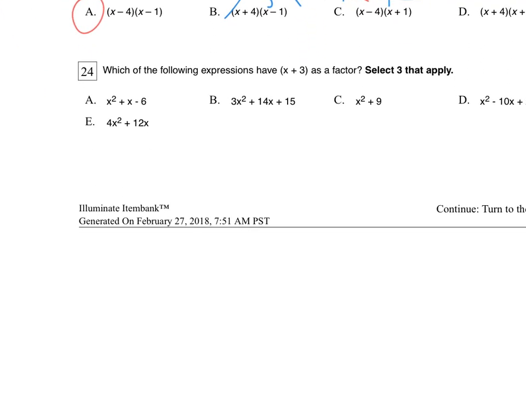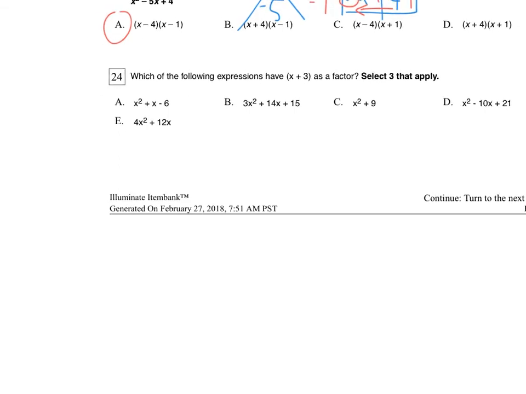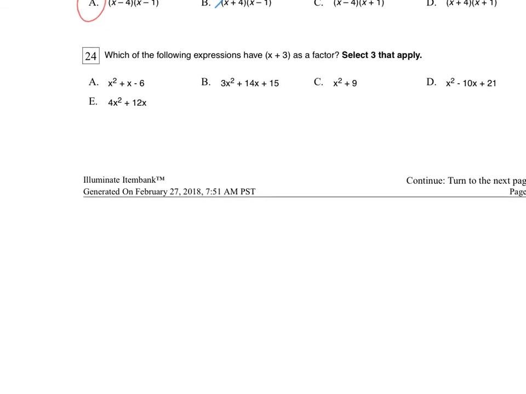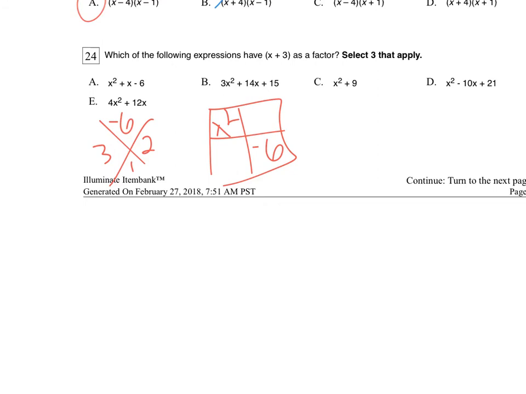24, which of the following expressions has x plus 3 as a factor? So when you go through and factor these, I can go fairly quick here. So A, I get negative 6 and 1. That gives me 3 and 2. We do our box. We get x squared, negative 6, we get 3x and negative 2. Factor out, we get 3 and x. So there's my x plus 3. So that is one of them.